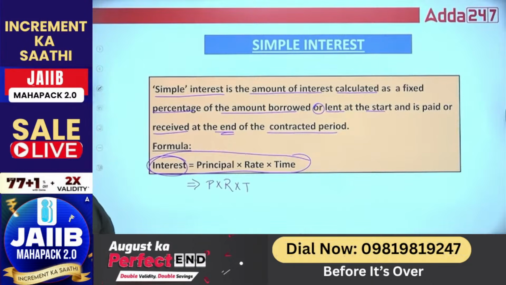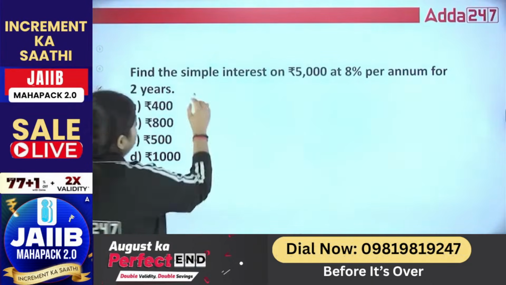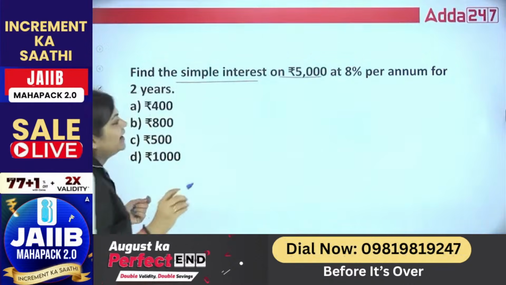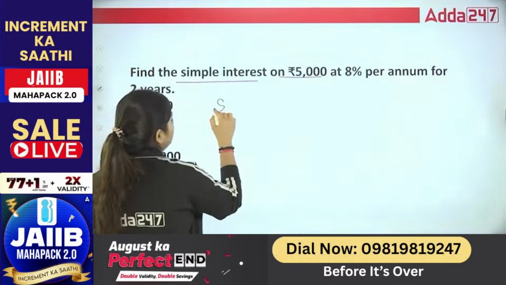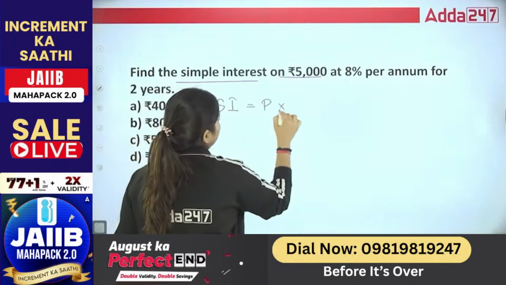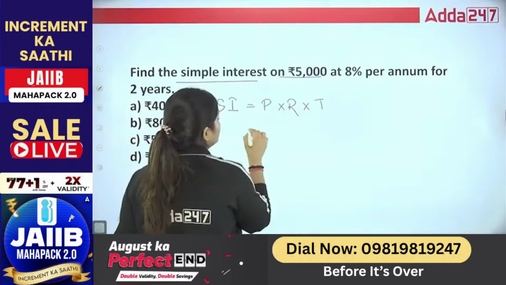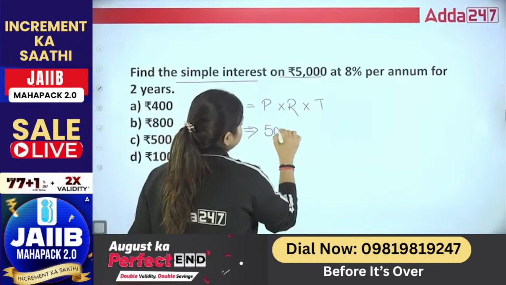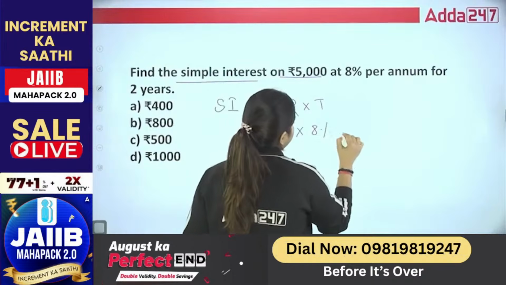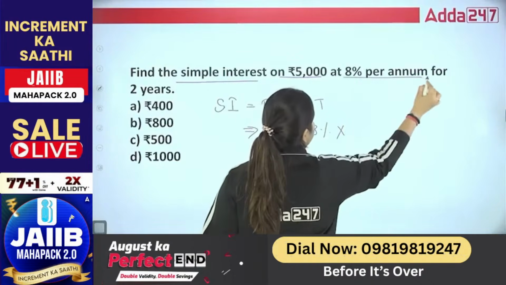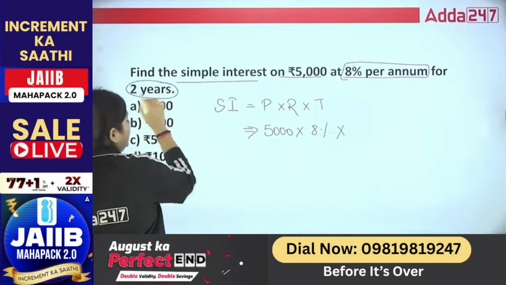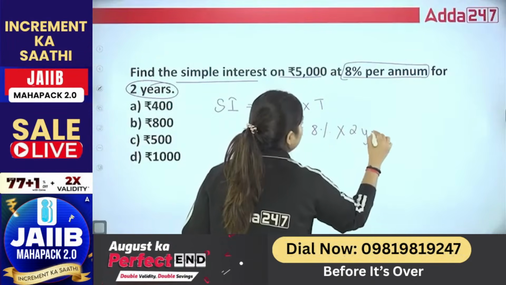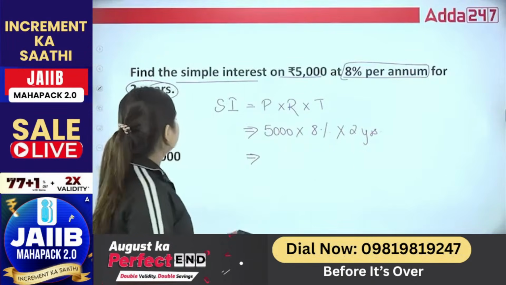Okay, so let's solve one question based on this. Find the simple interest on 5,000 at 8% per annum for 2 years. Now here we need to calculate simple interest: P into R into T. Principal amount is your 5,000 into 8%, and 8% is per annum. But in the question they are asking for 2 years. So what is the time period? That is 2 years. So multiply this and tell me the answer.